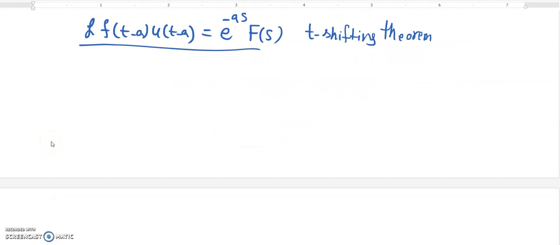Okay, so let's take one example. Let's represent a function. For example, if the function is f of t. F of t is a three-step function.